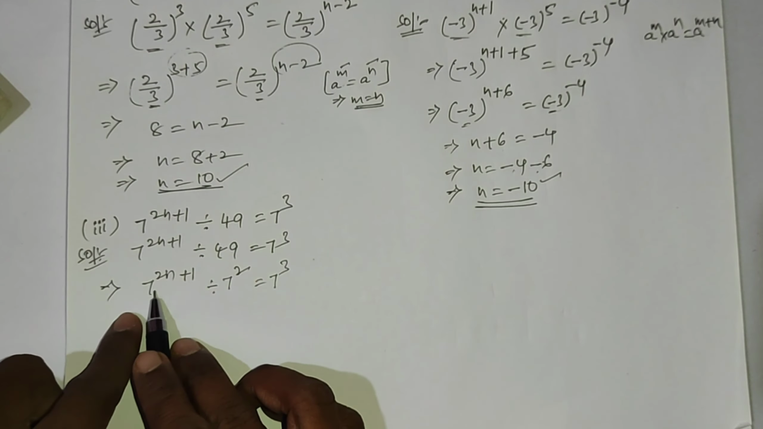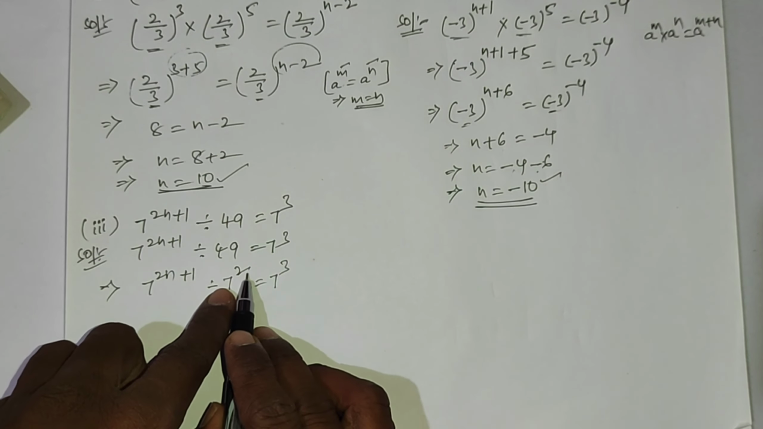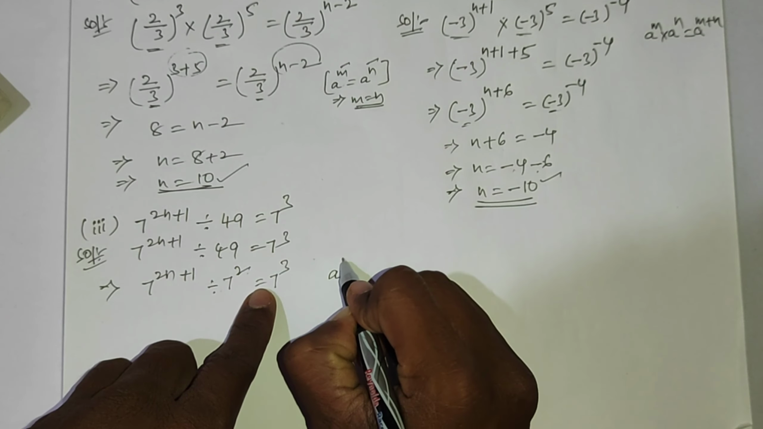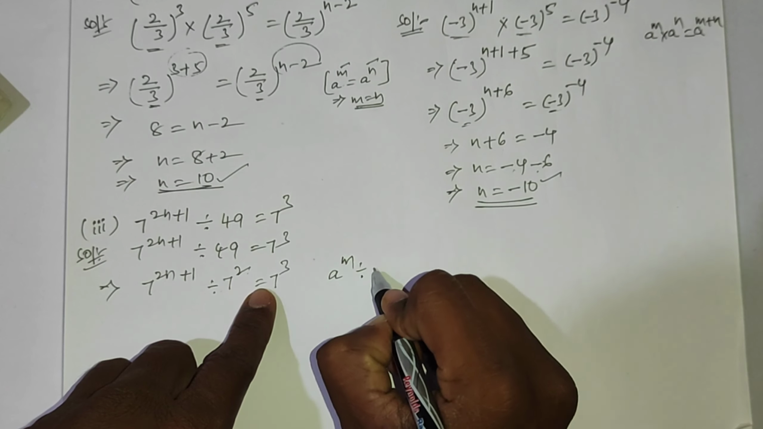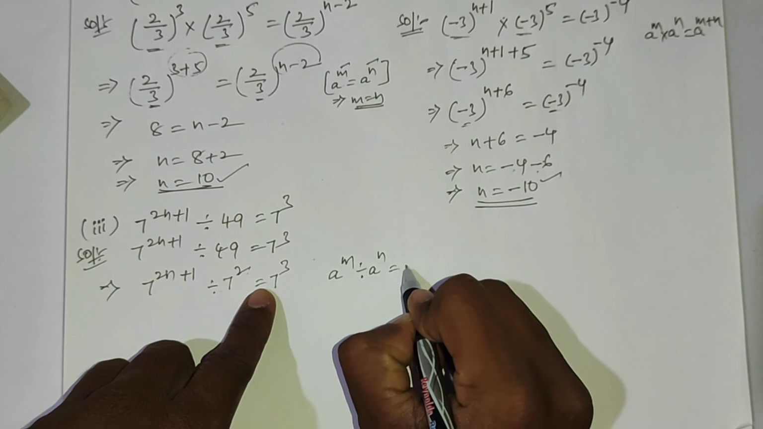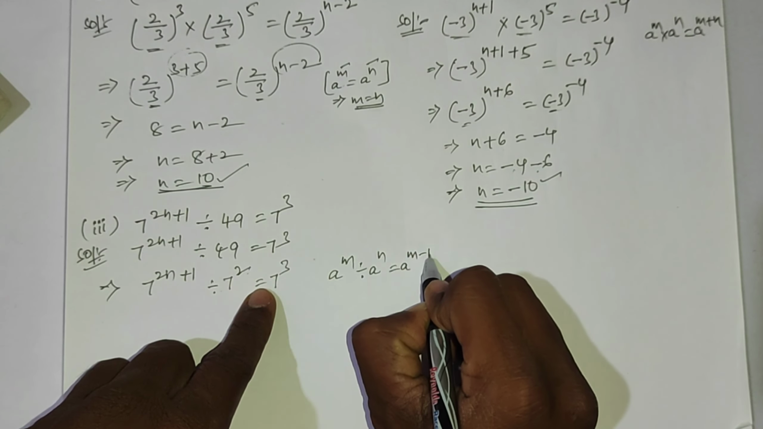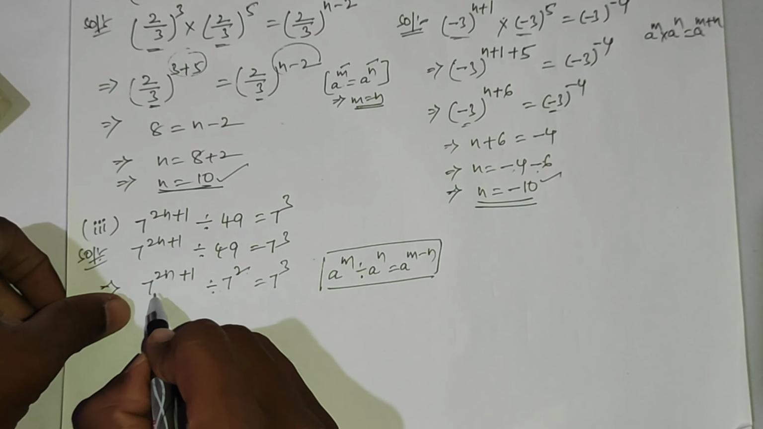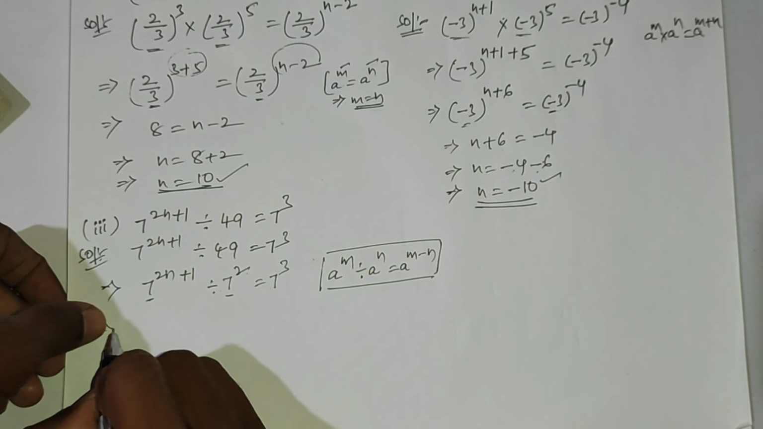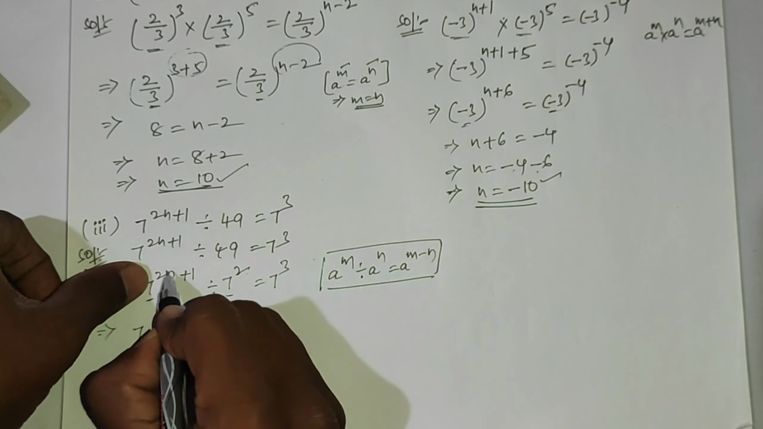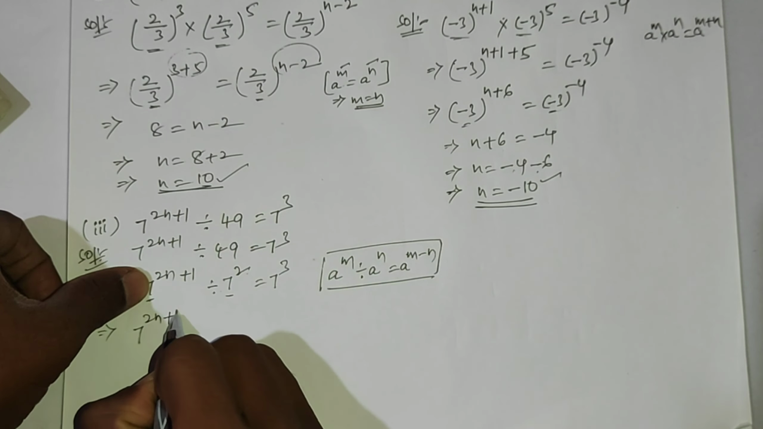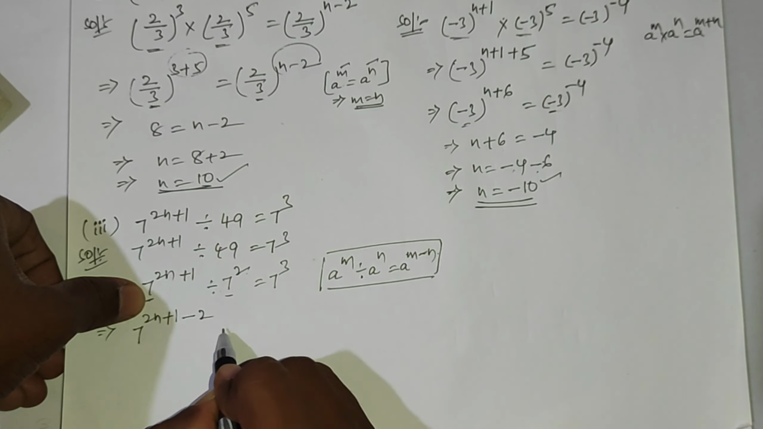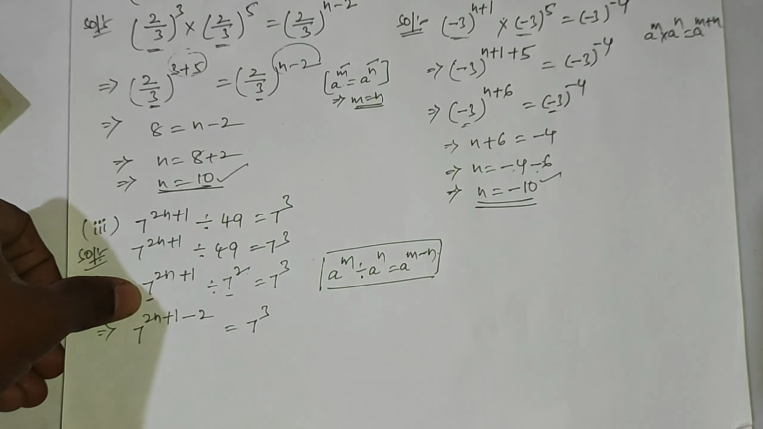We know the formula: a power m divided by a power n is equal to a power m minus n. Already we know this one. Now here, what is the common base? 7. This implies 7 power m value, what is there here? 2n plus 1, minus n value, what is there here? Minus 2, is equal to 7 to the power of 3.